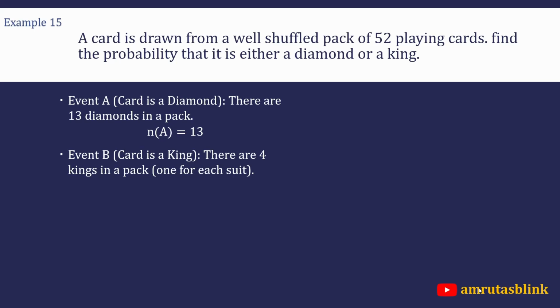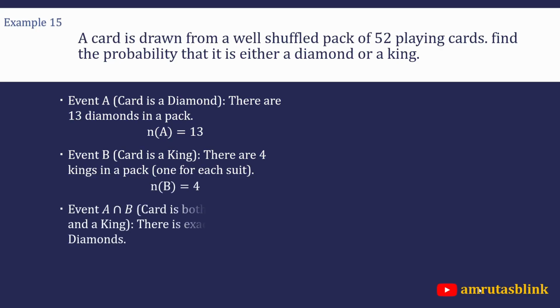So how many kings are there? There are 4 kings. Hence we can say that event probability n of B is equal to 4. Now we need to find out how many possible outcomes are there in A intersection B, that is how many common events are possible. There is exactly one king which is a diamond as well as a king. That's why n of A intersection B is equal to 1.